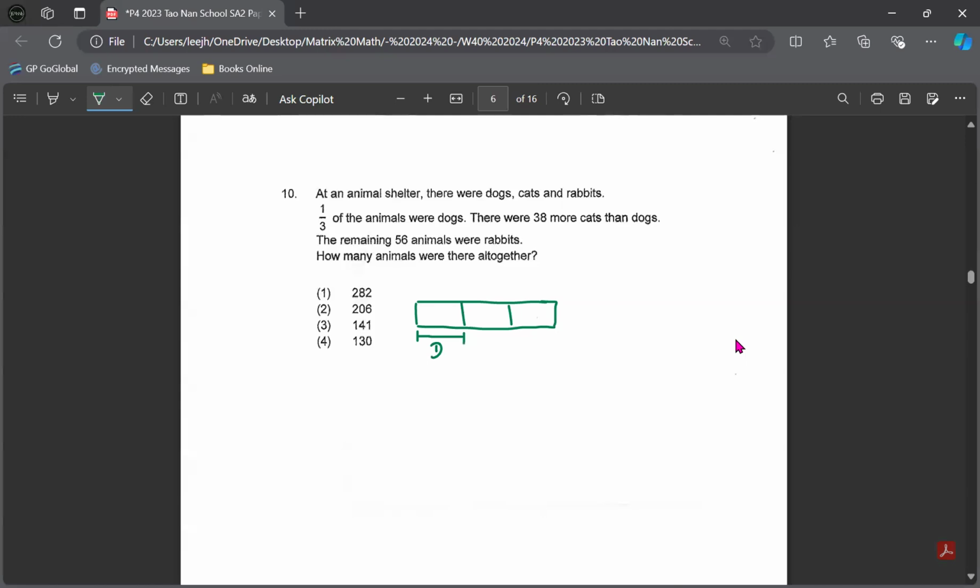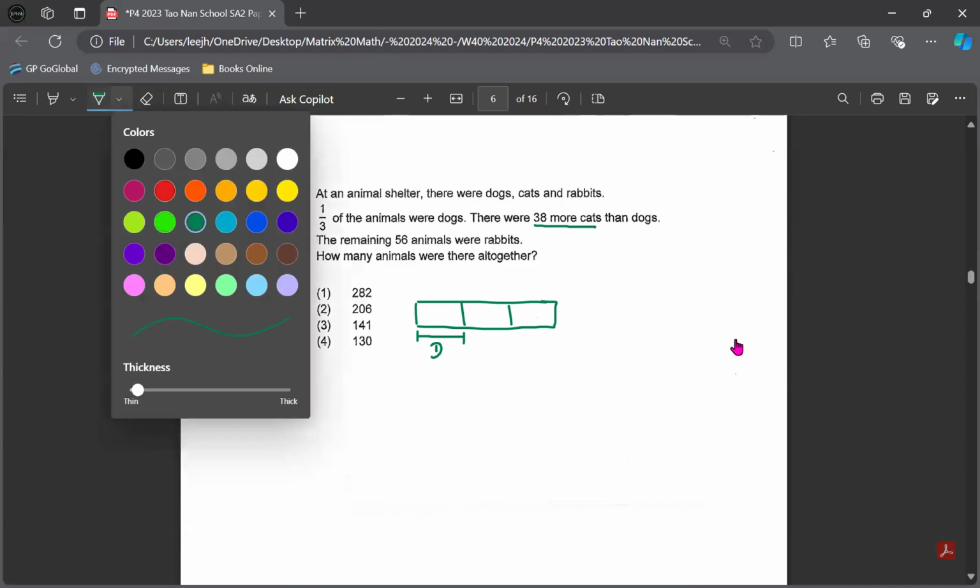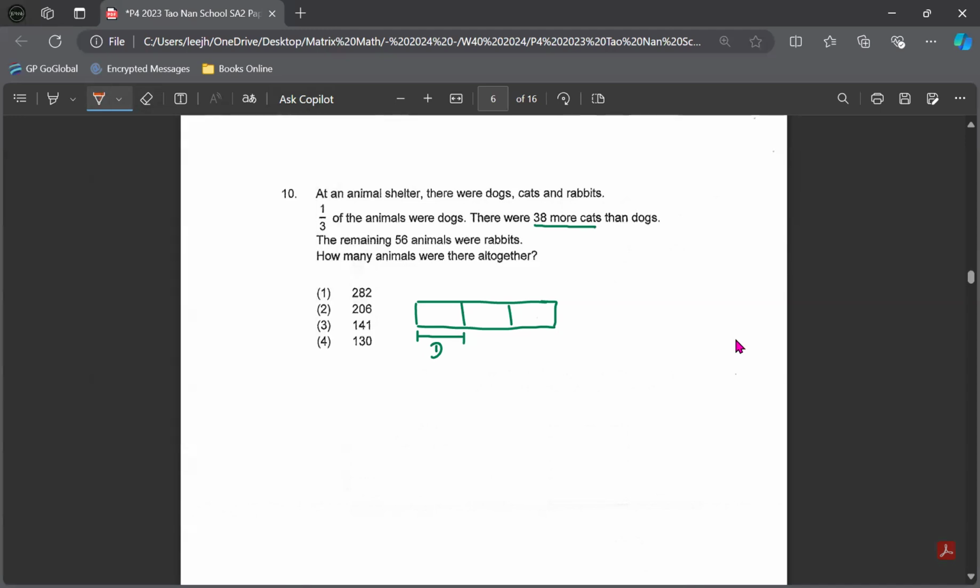But then they say that there are 38 more cats than dogs. So if you look at dogs, it is 1 unit, right? So if cats is 38 more, that means cats will be 1 unit plus another 38. So over here will be cats. This is a little bit small, I just write here 38. So this is 1 unit, 1 unit. So that means cats is 1 unit, additional 38, because there are 38 more cats than dogs. The remaining part of the model will actually be the rabbits. So these are the rabbits.